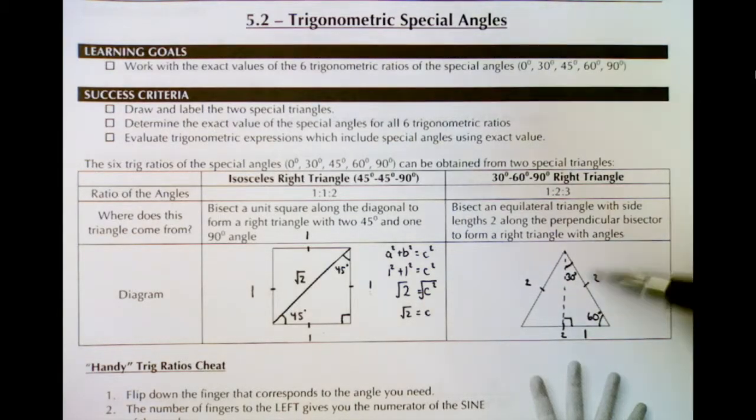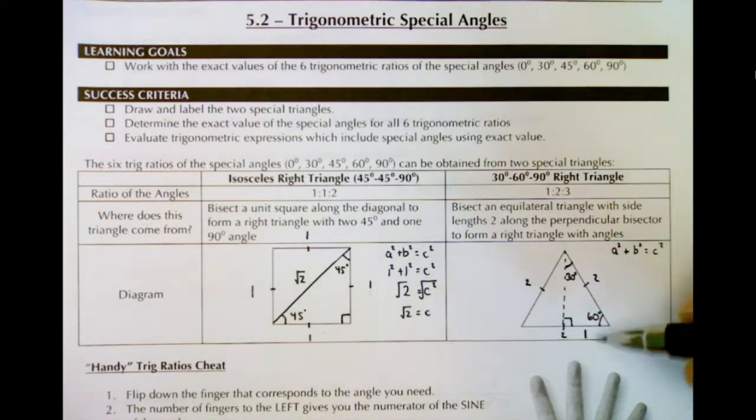And now we have a triangle where we know two sides. We know 2 and 1. We don't know this side. So again, we can use Pythagorean theorem. We'll call this side A. So A squared plus B squared equals C squared. This time we know B and C. B would be 1, and C would be 2. And we don't know A.